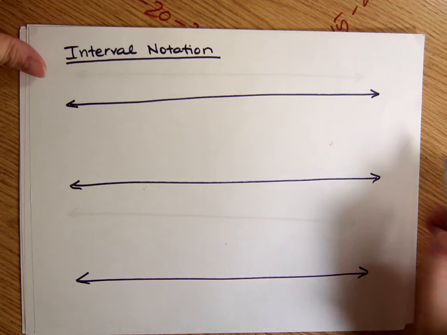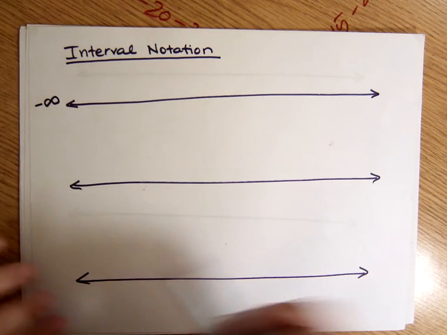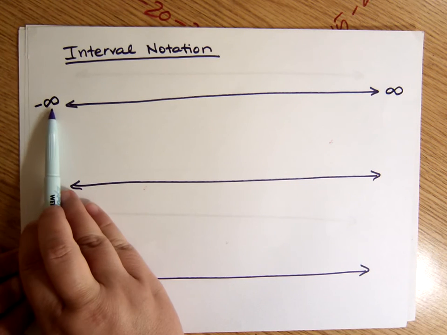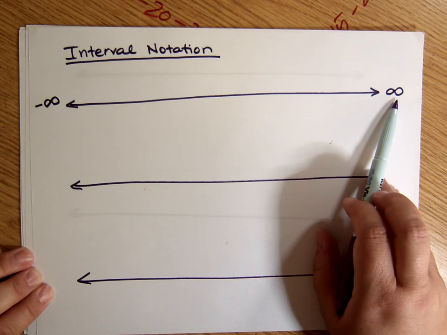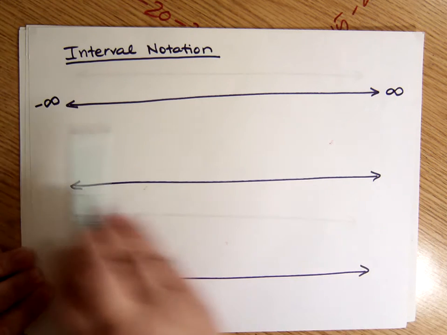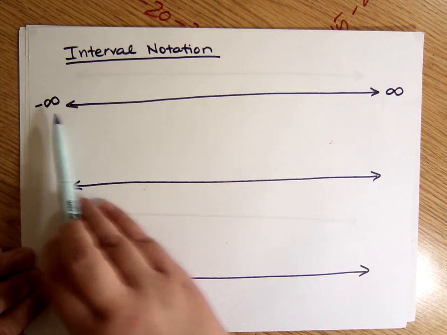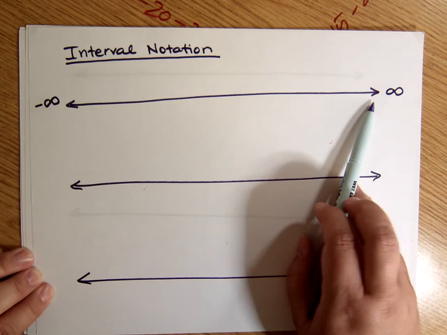For instance, just like negative infinity is to the left of the number line and positive infinity is to the right, if there's a negative infinity involved in your interval, it's going to be on the left. If there's a positive infinity in your interval, it's going to be on the right. Everything in interval notation is in the same order you would see it on a number line. Smaller numbers to the left, larger numbers to the right. That does not change at all.